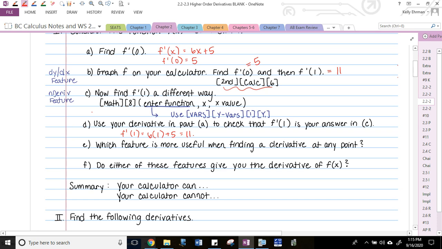Which feature is more useful when finding the derivative at any point? What does that mean? That doesn't mean find the derivative at just 1 or just 0. It means finding f prime of x. Well, the calculator isn't going to find f prime of x for you. It has to have a point to plug in. So algebraic.